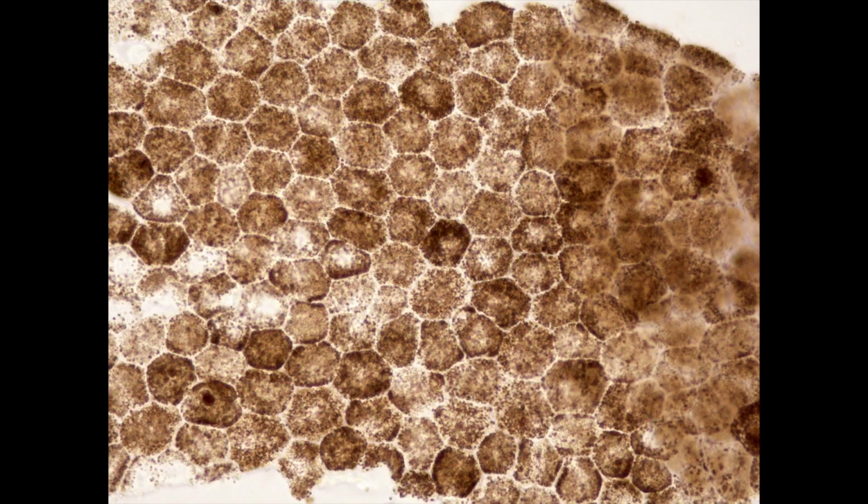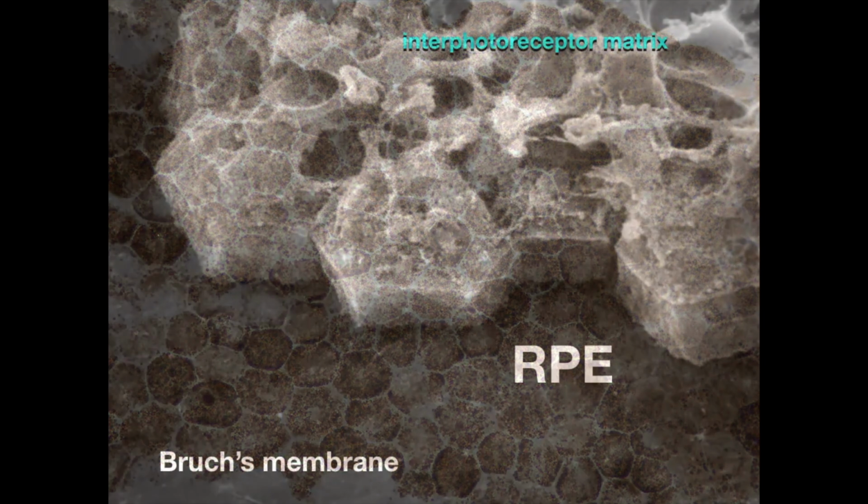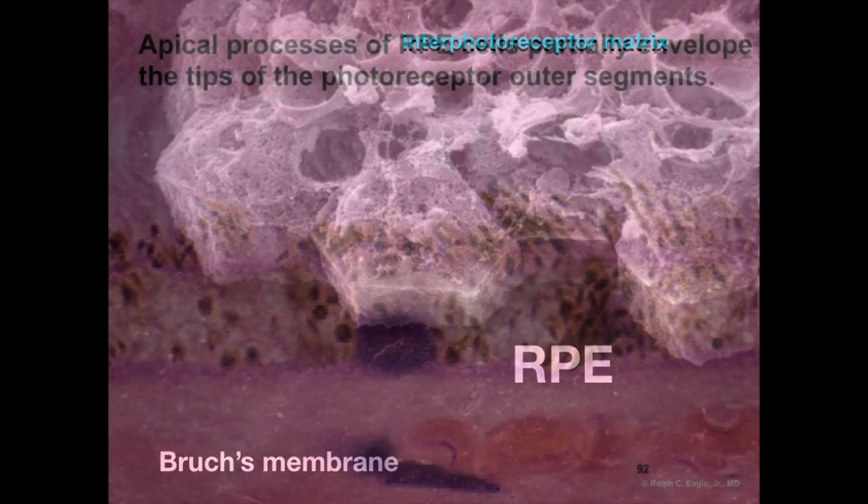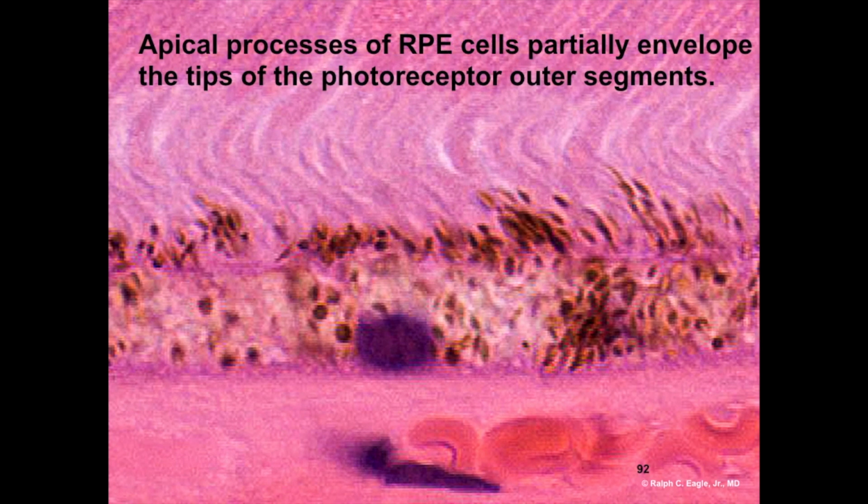The hexagonal mosaic of the RPE cells is seen in this flat preparation. The scanning electron micrograph shows the hexagonal RPE cells forming a monolayer on the inner surface of Bruch's membrane. Some of the cells are hidden by inner photoreceptor matrix material. The RPE is derived from the outer layer of the optic cup. The apices of the RPE cells project into the subretinal space, where apical processes partially envelop the tips of the photoreceptor outer segments.